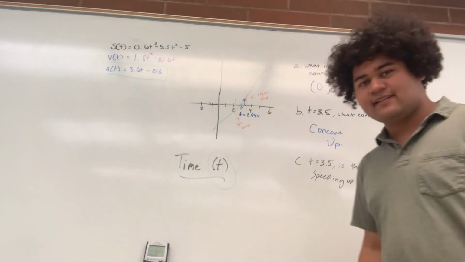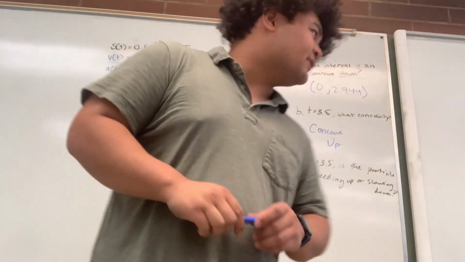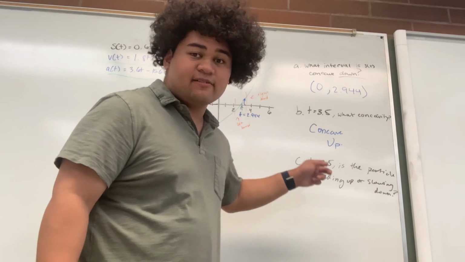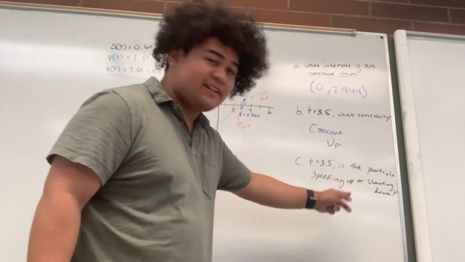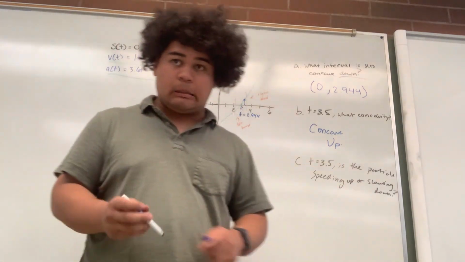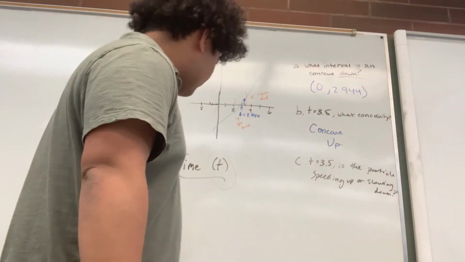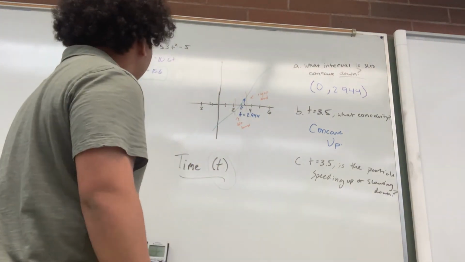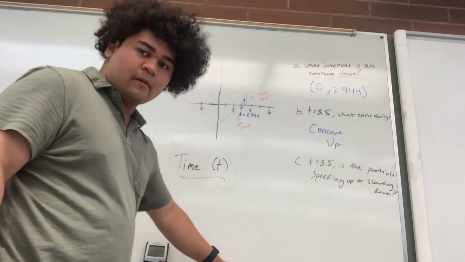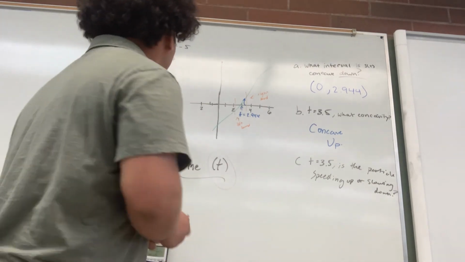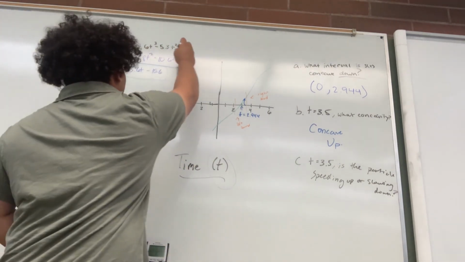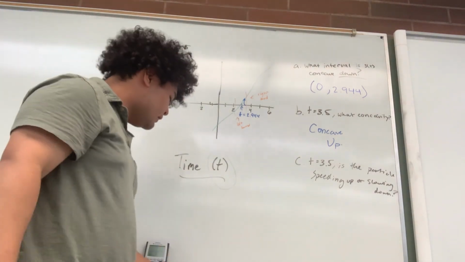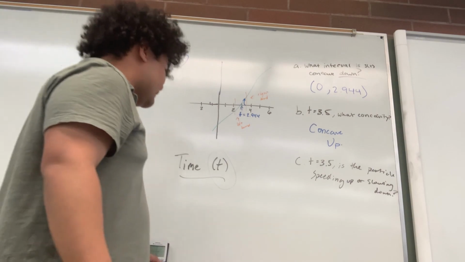Now, here's something a little bit more complicated. At t equals 3.5, is the particle speeding up or slowing down? That's what kind of messes with me a bit, so stick with me. We're gonna graph our v of t as well, because to figure out when it's speeding up or slowing down, we need to graph both a of t and v of t.